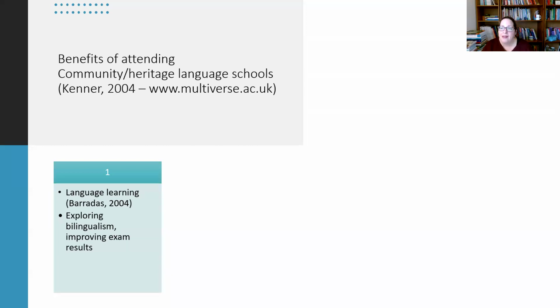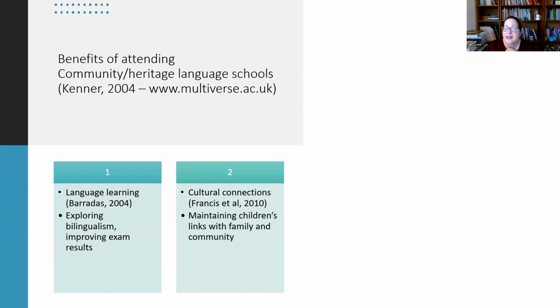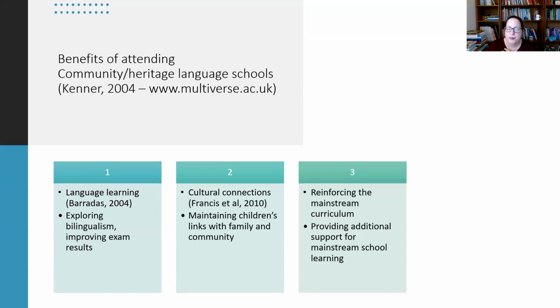And we know that having a bilingual identity actually is correlated with stronger academic performance. Regardless of your level of proficiency, that identity as a bilingual is good. The second is kind of the cultural component and helping children maintain their links with their family and with their community through their language and through the kind of cultural aspects of the community language school.